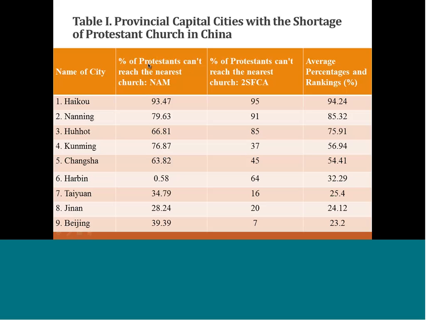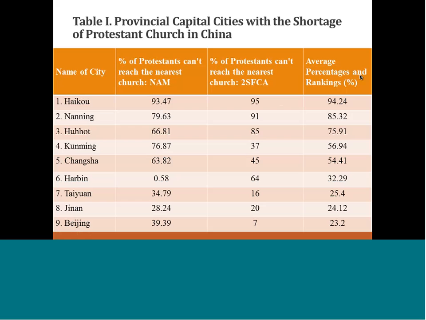First, the percentage of Protestants who cannot reach the nearest church based on the name methodology. Look at Haikou, the worst city in China so far based on our research. Haikou, the capital of Hainan province. 93% of Protestants cannot reach their nearest church within 30 minutes and 12 kilometers. Then look at the other method, two-step, with similar results. 95% of Haikou's Protestants cannot reach their nearest church within 30 minutes.